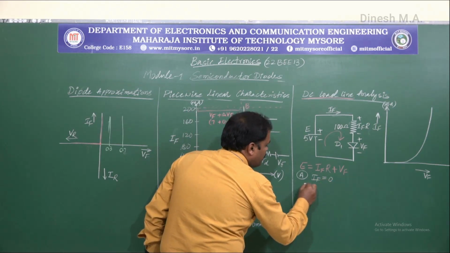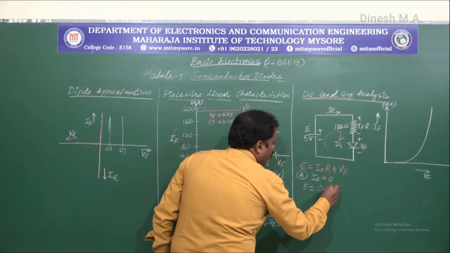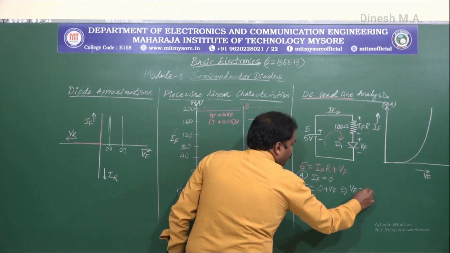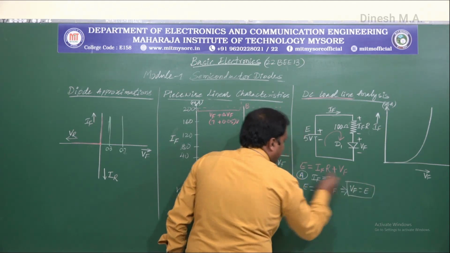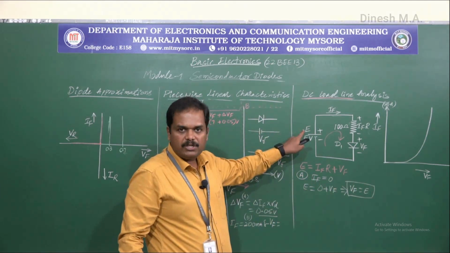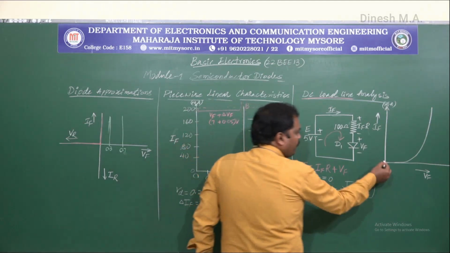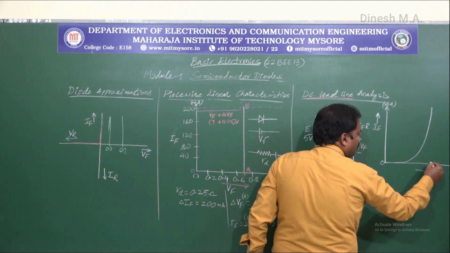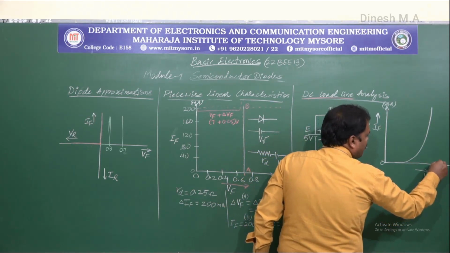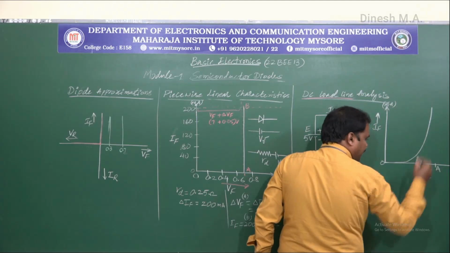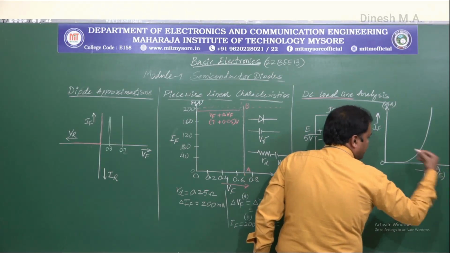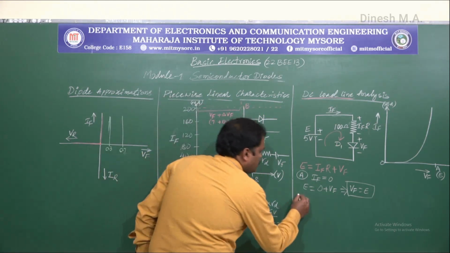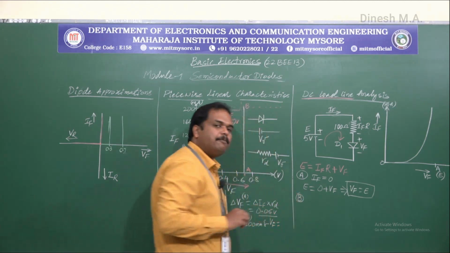If IF becomes 0, E will be equal to 0 plus VF. So this is nothing but VF equals E. What is E? E is the supply voltage. So by making IF equal to 0, we have found a point on the x-axis, on the VF axis. So let us say this is point A. So this is equal to the supply voltage E. Got it?